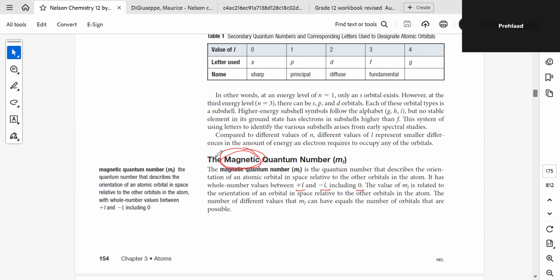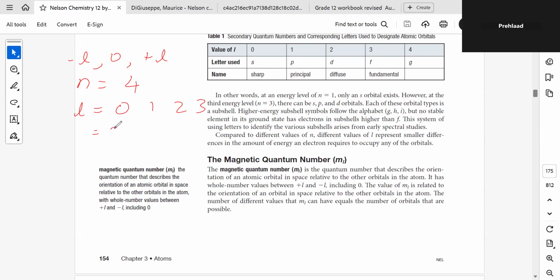And the value of that ranges from plus L to 0 to minus L. Or rather, the easier way is minus L to 0 to plus L. That means if my n number is 4, I have L numbers as 0, 1, 2, and 3. Then we cannot have minus 0 and plus 0.